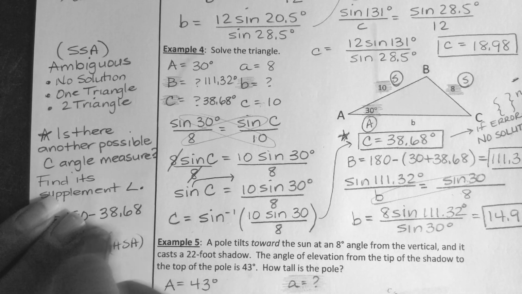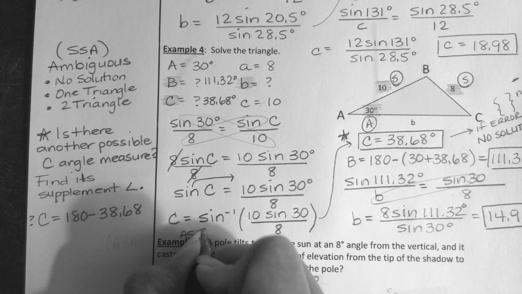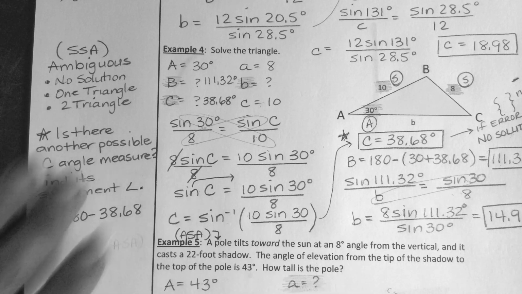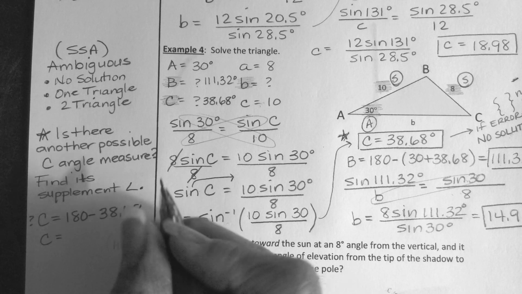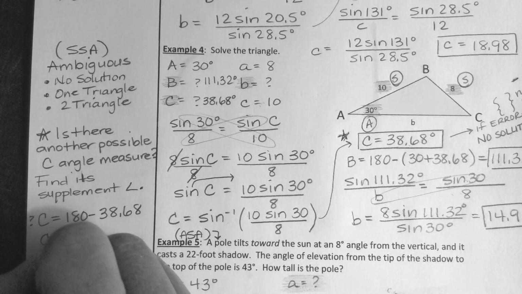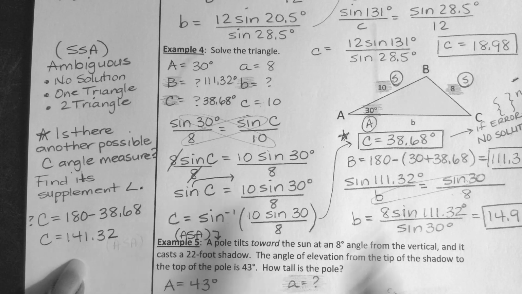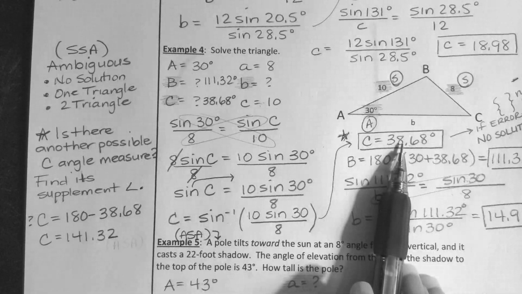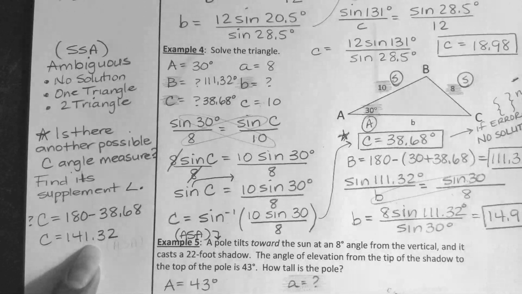I'm going to move this ASA over, put it right over here. And when you take 180 minus 38.68, you are going to get 141.32. Okay, so right now our first triangle has angle C of 38.68. Our other triangle has an angle of 141.32. So for now, we have a question mark. We're like, okay, maybe that's an answer.